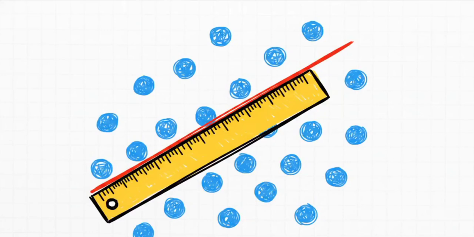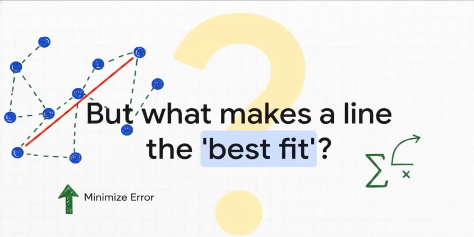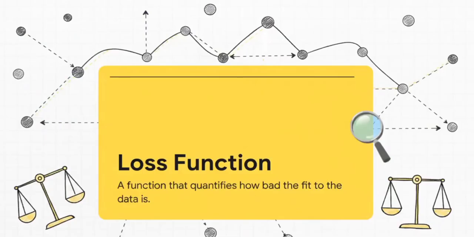And our tool for the job is linear regression. It's all about finding the best straight line. But what does the best line actually mean? How do we even measure that? We do it with something called a loss function. It basically just measures how wrong our model is.